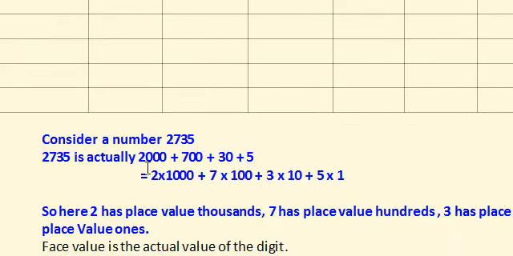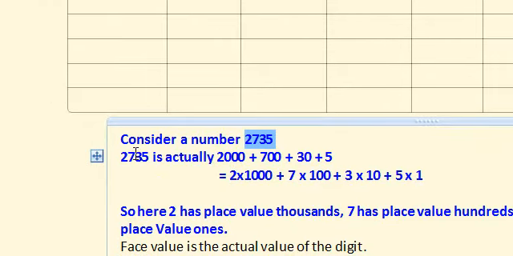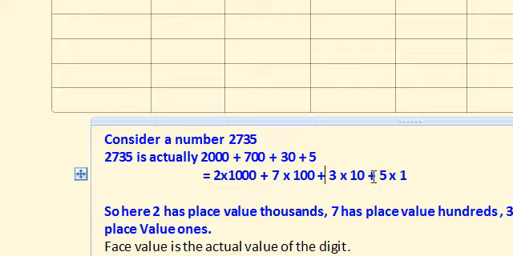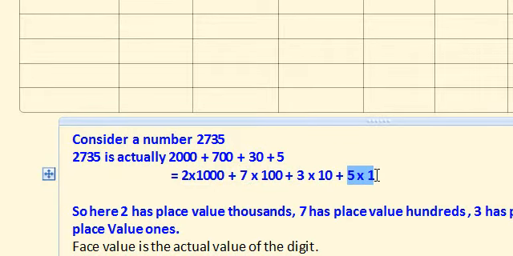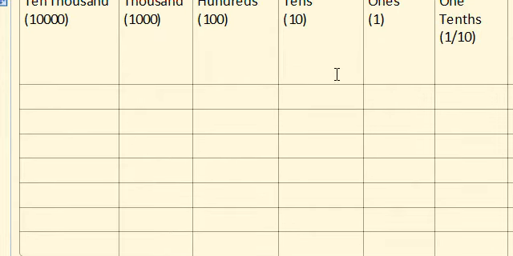We are considering a number 2735. Now this number 2735 is actually 2000 added with 700 added with 30 added with 5, so they together make this number. Now 2000 can be written as 2 multiplied by 1000 plus 7 multiplied by 100 plus 3 multiplied by 10 plus 5 multiplied by 1. Now let's put this number 2735 in the place value chart.